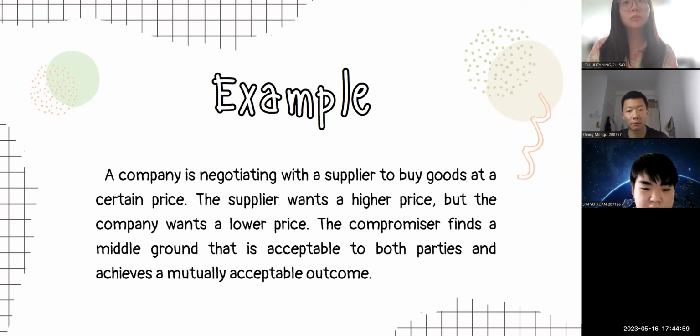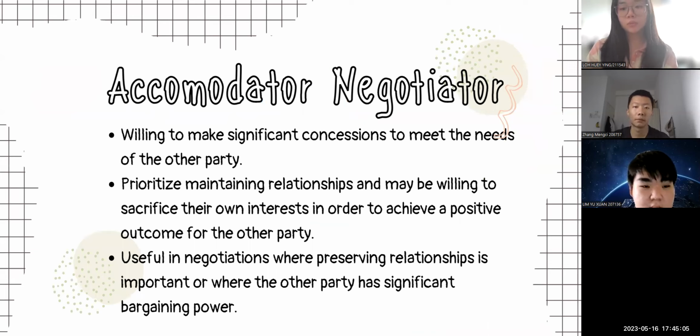The last one is the accommodator negotiator. This type of negotiator is willing to make significant concessions to meet the needs of the other party, and they prioritize maintaining relationships and may be willing to sacrifice their own interests in order to achieve a positive outcome for the other party. This approach is useful in negotiations where preserving relationships is important or where the other party has significant bargaining power.